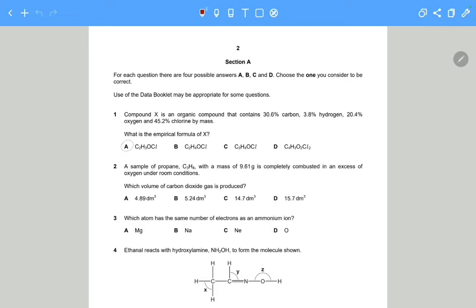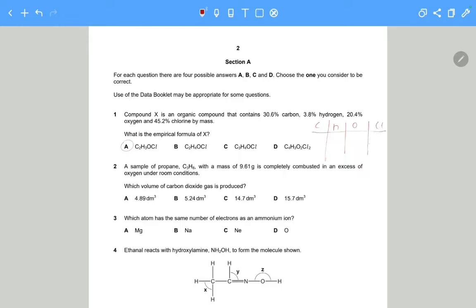So the first question: compound X is an organic compound that contains 30.6% carbon, 3.8% hydrogen, 20.4% oxygen and 45.2% chlorine by mass. What is the empirical formula of X? I've already circled option A, but we'll go through how I got to that answer. So we'll first make a table.